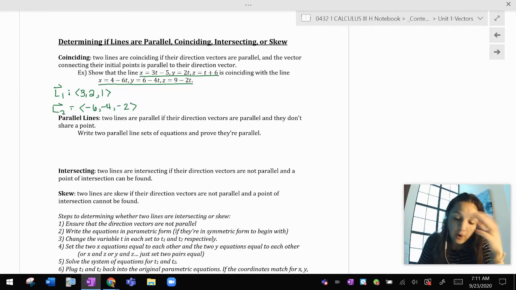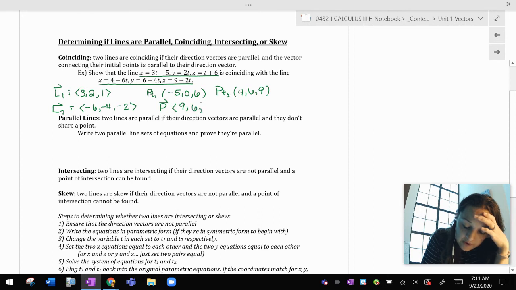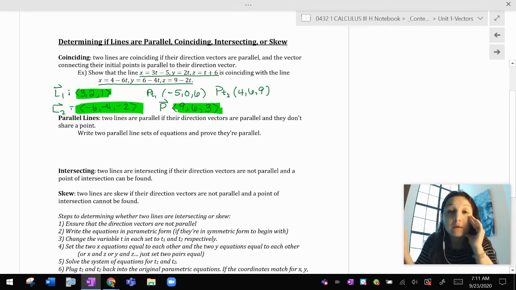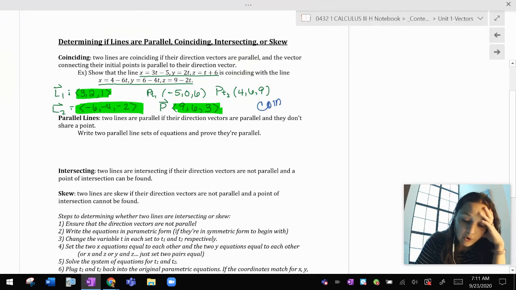So I have vectors for L1, L2. I'm going to have my point on L1, which is -5, 0, 6. And I'm going to connect it to my point on L2, which is 4, 6, 9. I'm going to call it the P vector, the vector connecting the points, which is up 9, up 6, up 3. Are 9, 6, 3, 3, 2, 1, and -6, -4, -2 all parallel? Yes, they are. So these lines are coinciding.